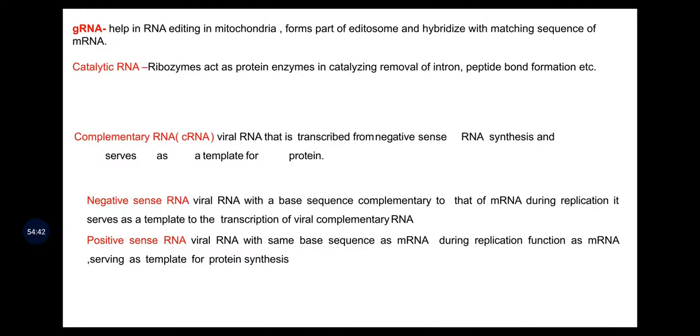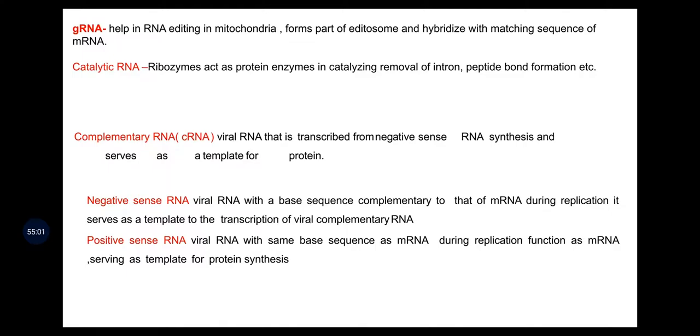The next one is gRNA. About guide RNA, we have already discussed. Then catalytic RNA or cRNA, this is ribozyme only. Complementary RNA, again cRNA only. In complementary RNA, there are two things: one is negative sense RNA and the other is positive sense RNA.